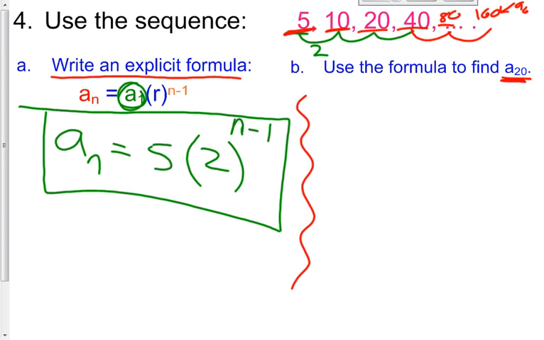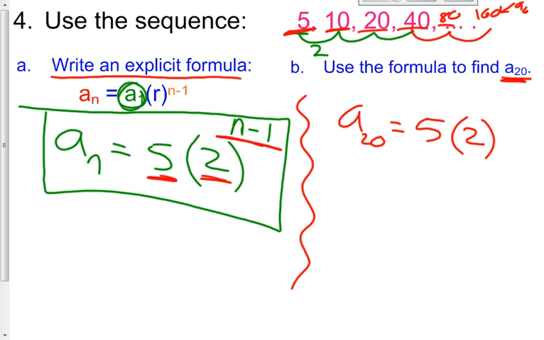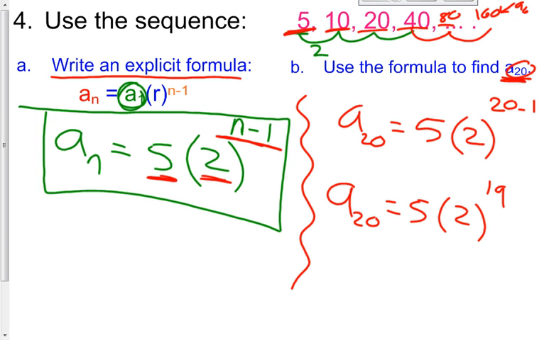So let's just use our formula. So a sub 20 is found when you take 5, multiply it by the common ratio of 2, and raise that to the n minus 1 power. So n is the amount of terms that there are, which in this case is 20. So 20 minus 1. So bottom line now, the value of our 20th term is 5 multiplied by 2 raised to the 19th. Now this is very important that you follow order of operations.